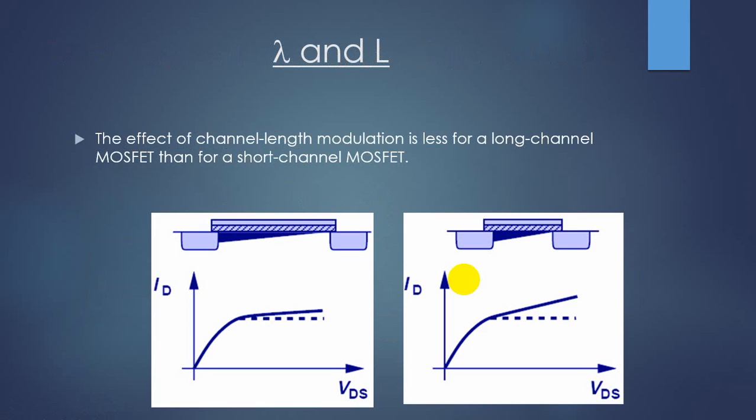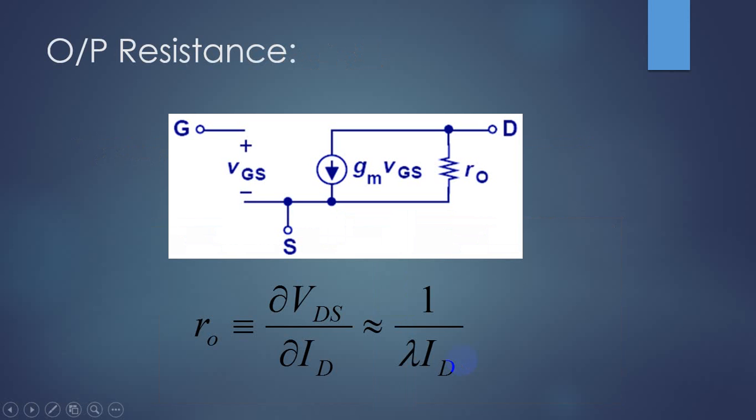Lambda and L. The effect of channel length modulation is less in a long channel MOSFET than in a short channel MOSFET. Here graphically you can see if the length is more, then the channel length modulation effect is less. If the length is less, the channel length modulation effect is more.